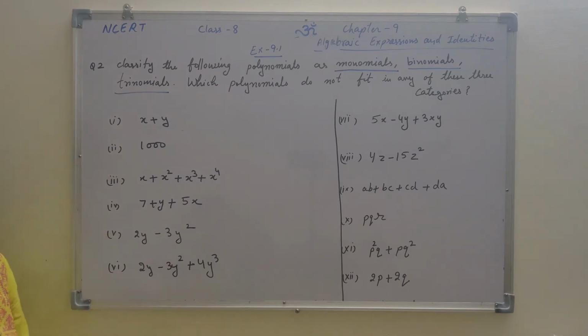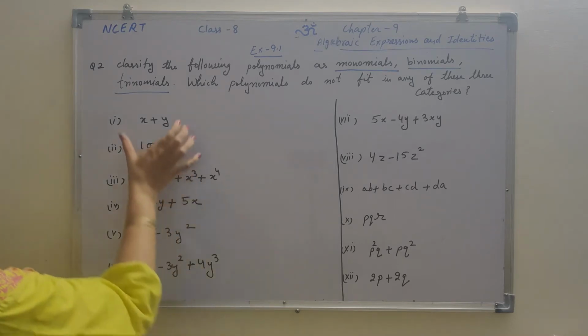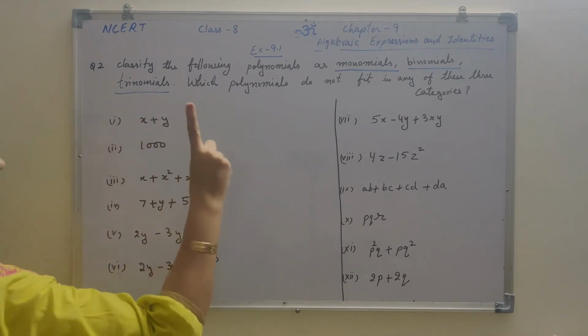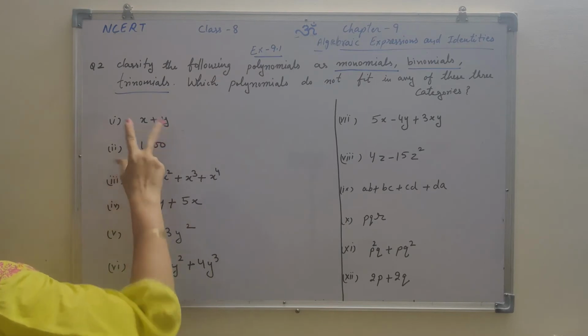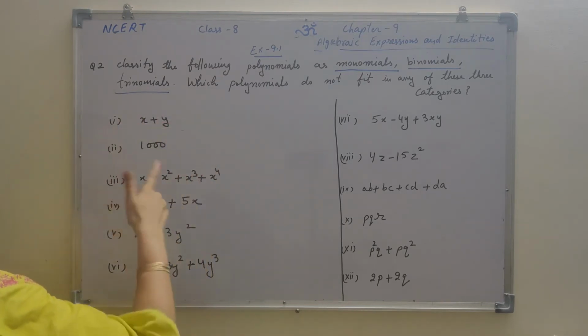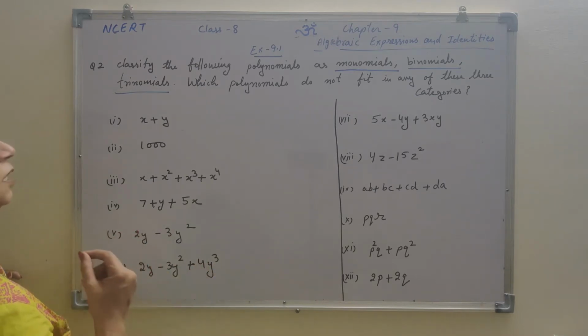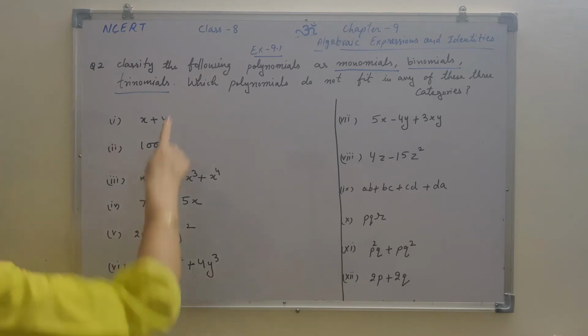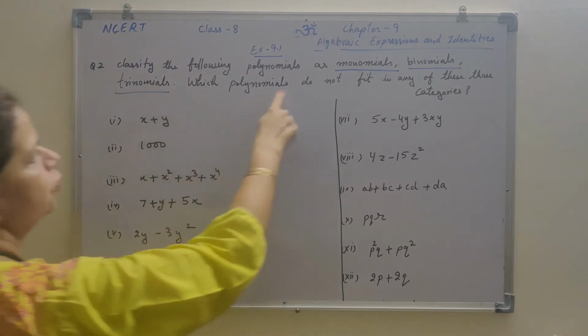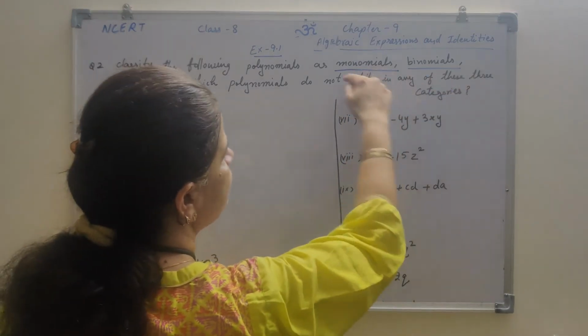As you know, a monomial means an expression having one term. A binomial is an expression having two terms, and a trinomial is an expression having three terms, right? And any expression having more than three terms, we name as a polynomial. There is a second part, in which some polynomials do not fit in any of these three categories.